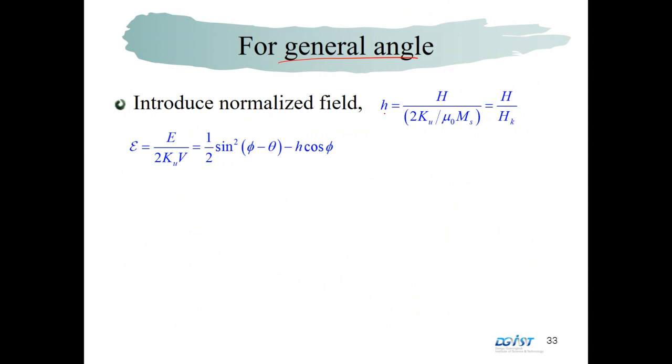So let's introduce the normalized field h, which is the external field divided by this anisotropy field, defined on the previous page. We use this Hk many times, so please remember the definition of Hk. Then we normalize the energy by Ku, 2Ku over V, so the energy equation is very simple. It's just sine and cosine functions with the normalized field h.